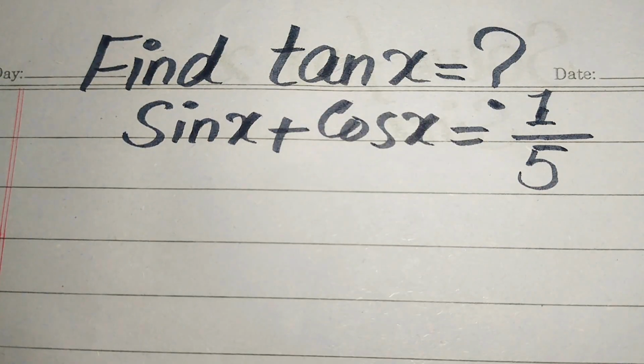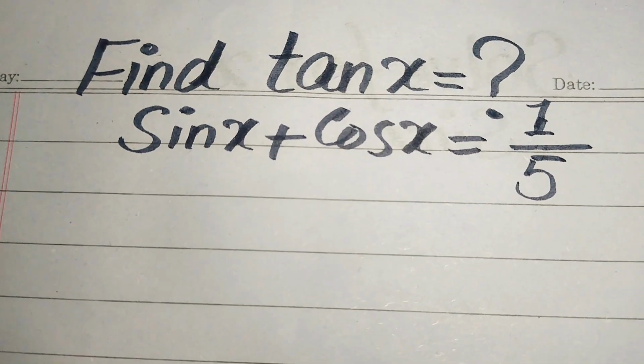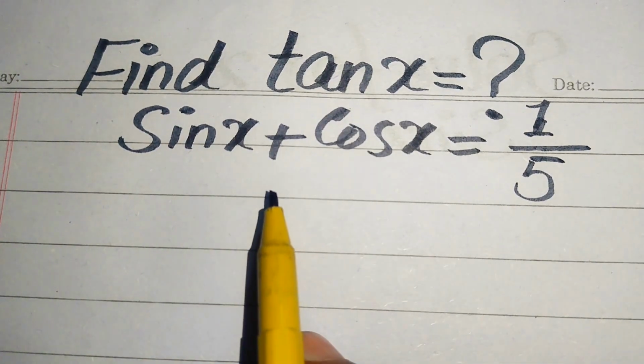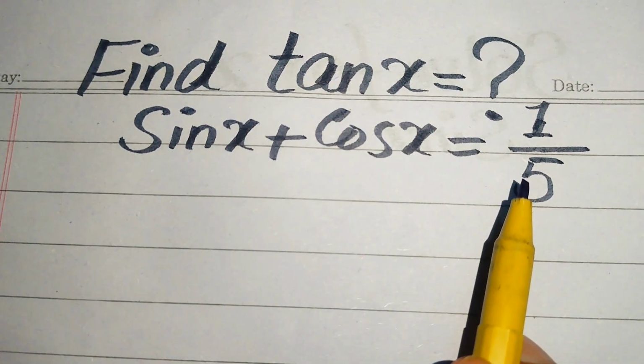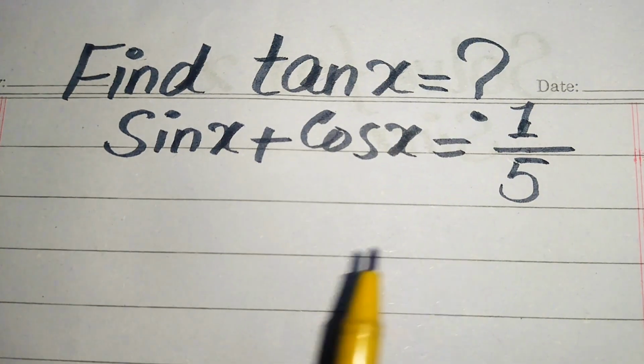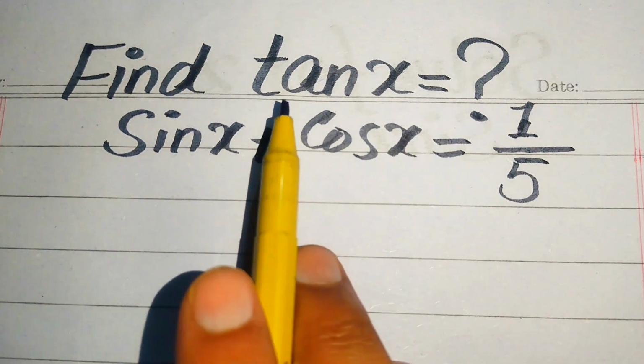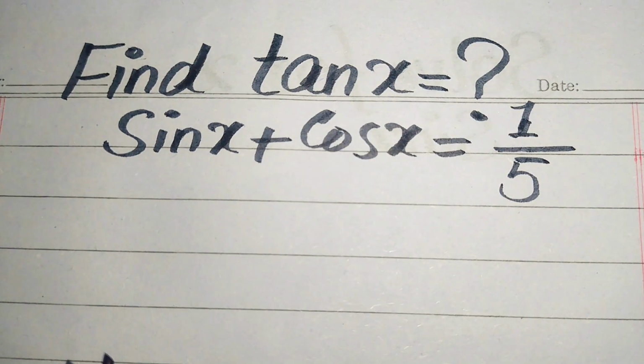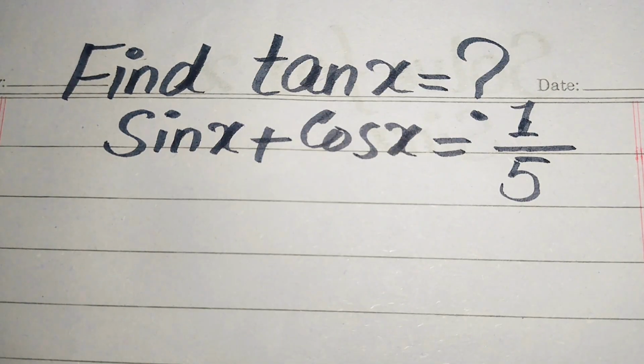Hello everyone, today I want to solve the nice trigonometric equation problem. So we have this nice trigonometric equation, sin x plus cos x is equal to 1 over 5, and from this equation we get the value of tan x. So here we get the tangent x.